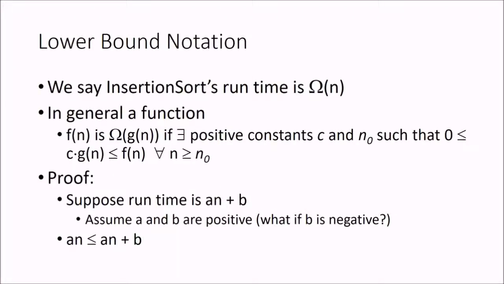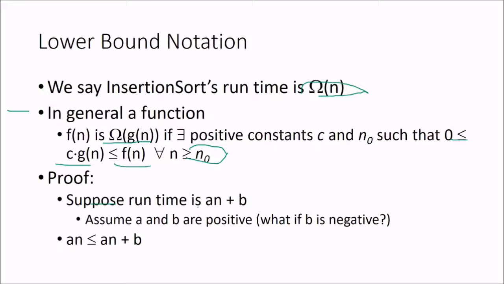What about lower bound notation? We say insertion sort runtime is omega of n, not big O. This is omega notation, so this is the lower bound. What this lower bound says is that f(n) is omega of g(n) if there exist positive constants c and n0 such that c into g(n) lies between 0 and f(n) for all n greater than or equal to n0. Let us prove it.